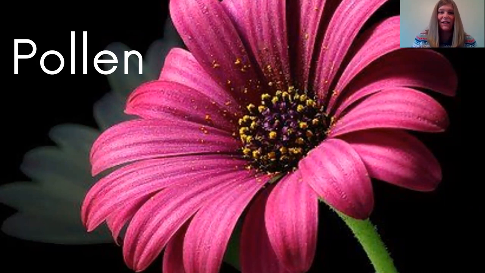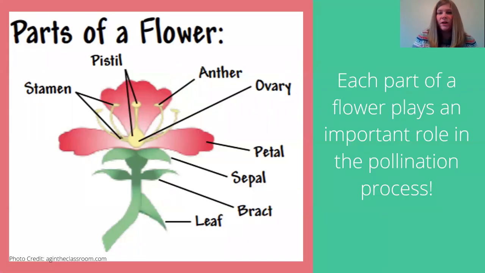So to understand pollination, we really need to understand what the different parts of the flower do. So each part of the flower plays a really important part in the pollination process. So we'll start with the stamen. You can see it over on the left. The stamen is the male part of the flower, and it's made up of two different parts. It's made up of the anther and the filament.